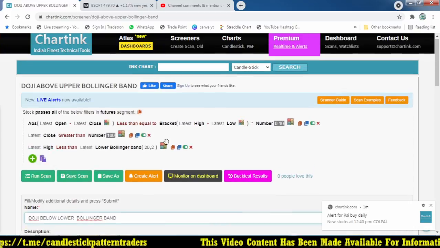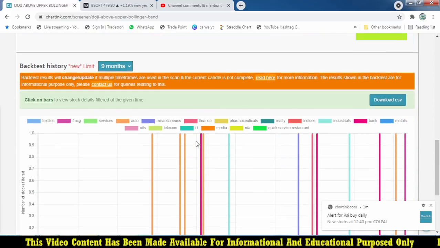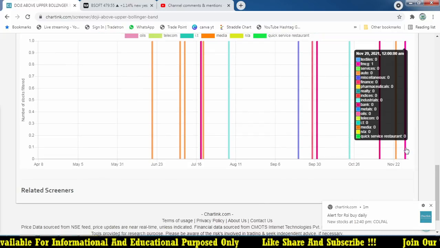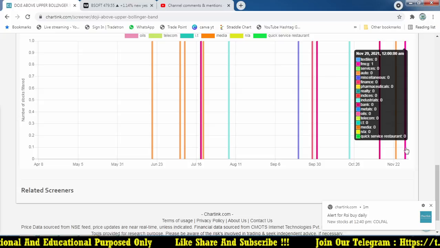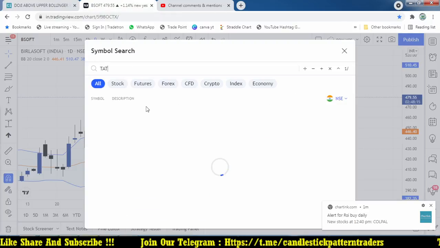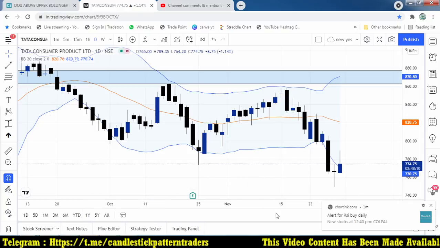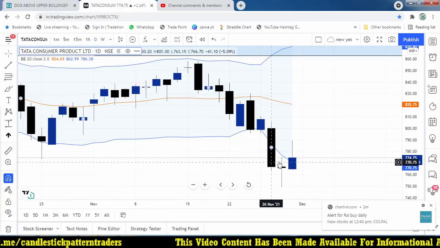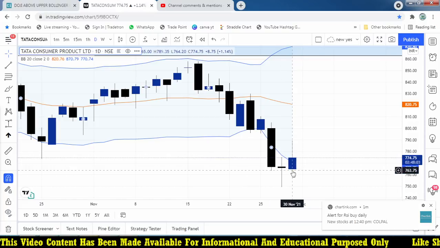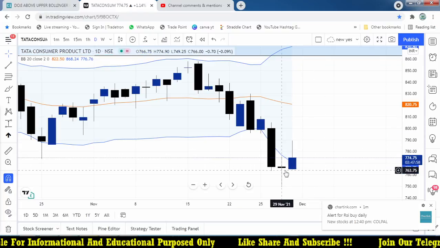So this is the idea where I am going to find such great opportunities on the reversal. Here there are a lot of stocks which appeared recently and a few days back. Yesterday, 29th November, we found Tata Consumer. Tata Consumer was forming a Doji at the bottom, and today it broke the high of the previous day, which gives your entry, and it moves towards 700.